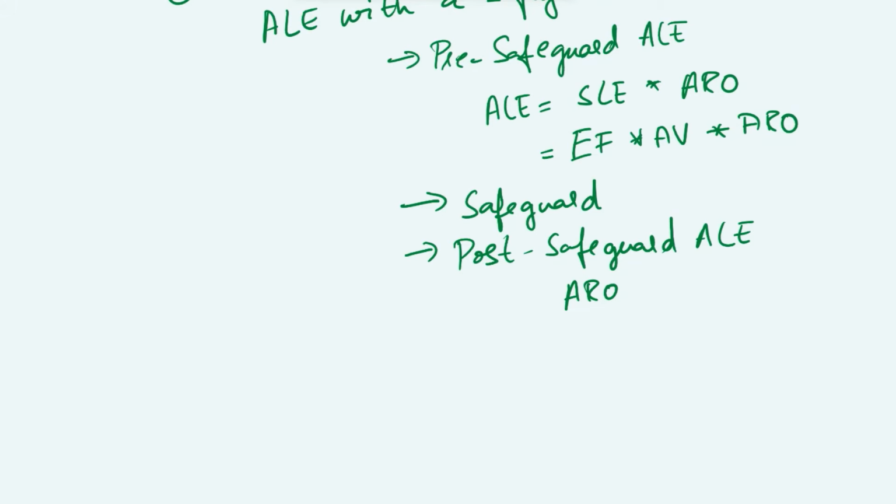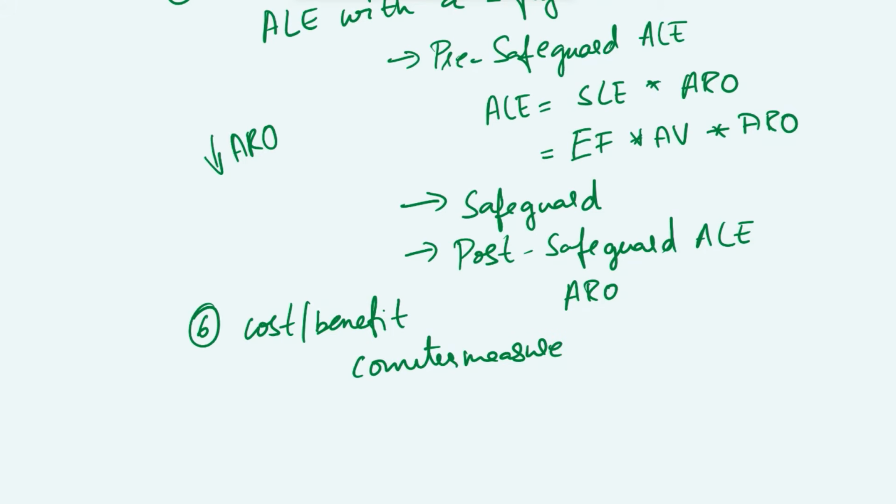The primary purpose of a safeguard is to reduce the ARO. A successful safeguard should decrease the frequency of the risk event occurring, ideally reducing it to zero, but practically most safeguards are not perfect and they may only lower the ARO, not eliminate it entirely. Once we have the post-safeguard ALE and ARO value, the last step is to perform a cost-benefit analysis of each countermeasure for each threatened asset and to select the most appropriate response for each threat.